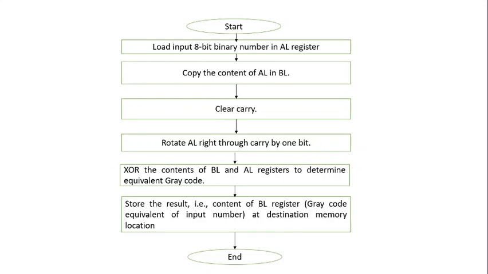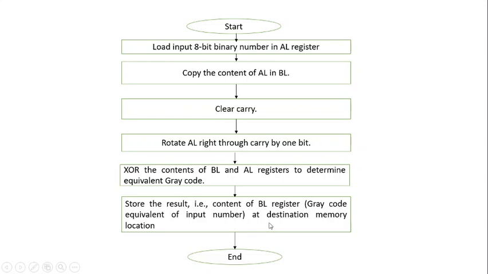In rotate right through carry, what will happen is that the least significant bit will go to carry. Rotating right, we are rotating in this way, so this least significant bit will go to carry, and this carry will go to the MSB. Now after XORing these contents, we will get the equivalent gray code, and finally we will store the content of the BL register, which will be our gray code equivalent, at the destination memory.